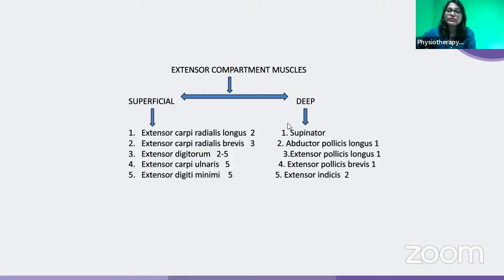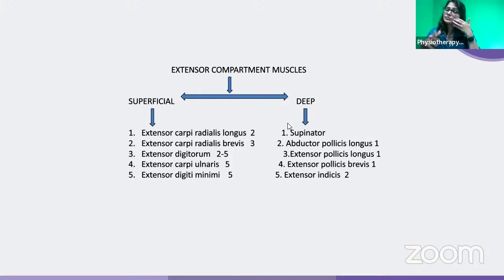And what is the action of that? Radialis longus and brevis help in extension as well as radial deviation. Extensor digitorum helps in extension of the fingers. Extensor carpi ulnaris helps in ulnar deviation along with flexor carpi ulnaris. Extensor digiti minimi helps in extension of the small finger.